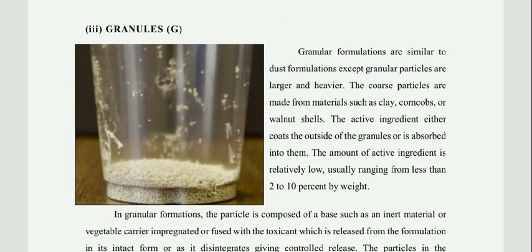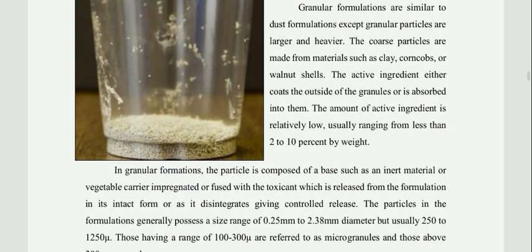Granules. Granular formulations are similar to dust formulations except granular particles are larger and heavier. Granules are made from materials such as clay, corn cobs, or walnut shells. The active ingredient either coats the outside of the granules or is absorbed into them. The amount of active ingredient is relatively low, usually ranging from less than 2 to 10% by weight.